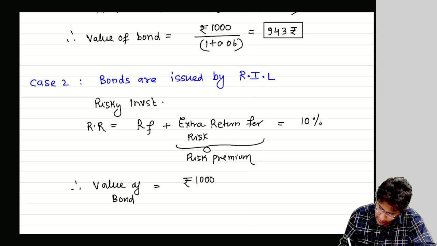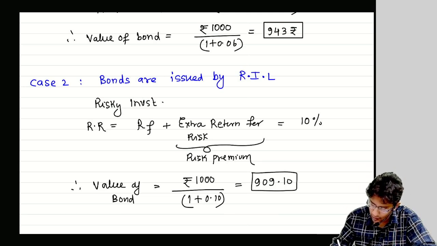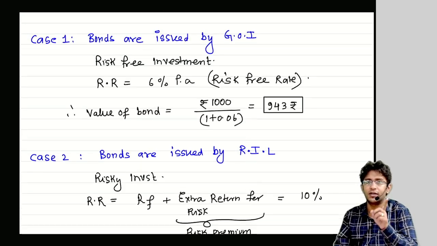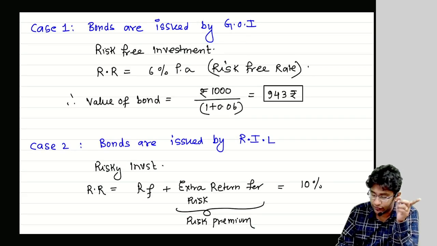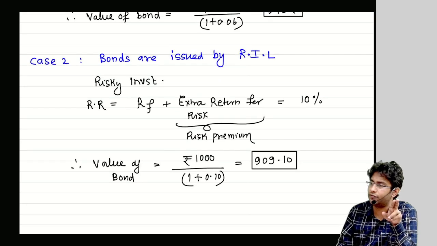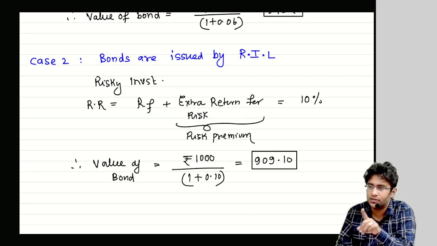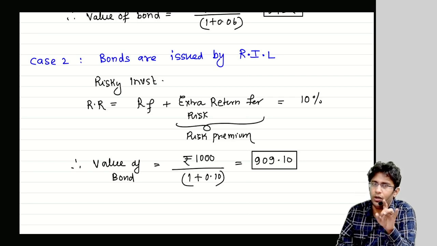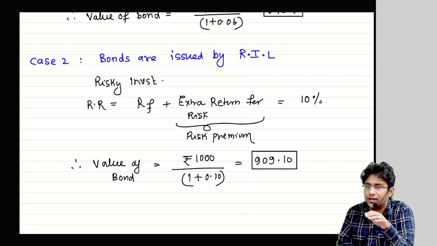1000 rupees divided by 1 plus 0.10. 909.09. Closely observe. Both the bonds are giving you the same amount after 1 year. But in the first bond you are investing only 943, but in the second bond you are investing only 909. Both the bonds will give you the same cash flow, same maturity, everything is same. The only difference is the issuer company's risk. First entity no risk, second entity risk is there.